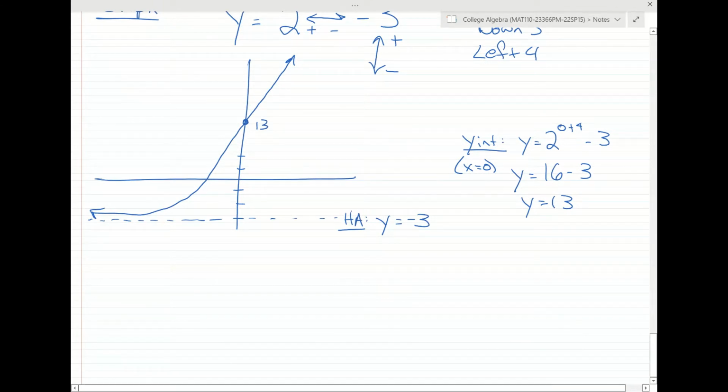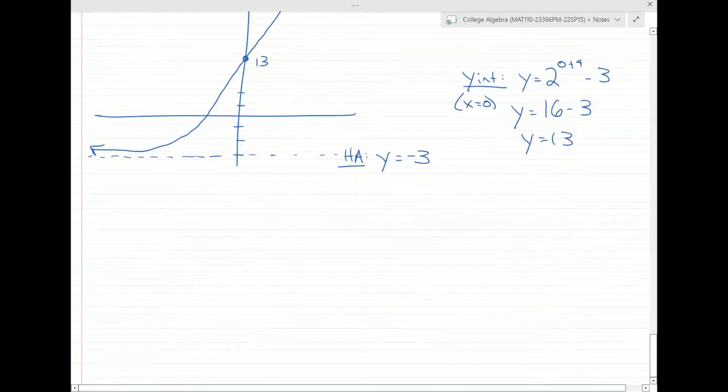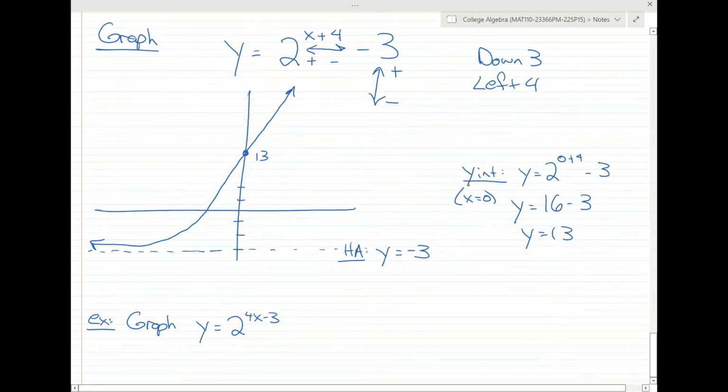So let's say we had a problem where, we'll just do one of these. Let's say you're asked to graph y is equal to 2 to the 4x minus 3 power. This one's a little different. On the final exam, it's a problem like this. That's what you need to know how to do.